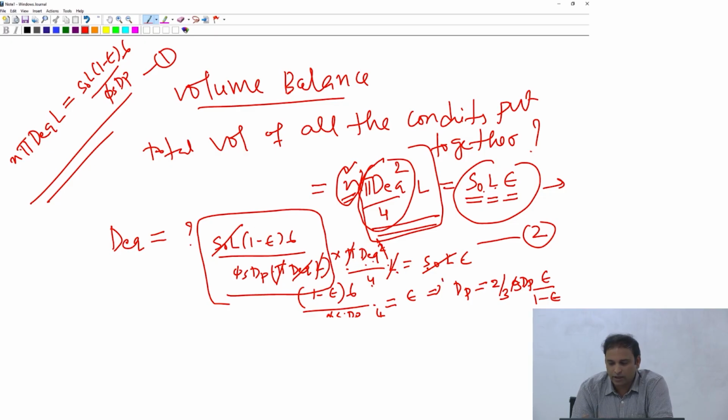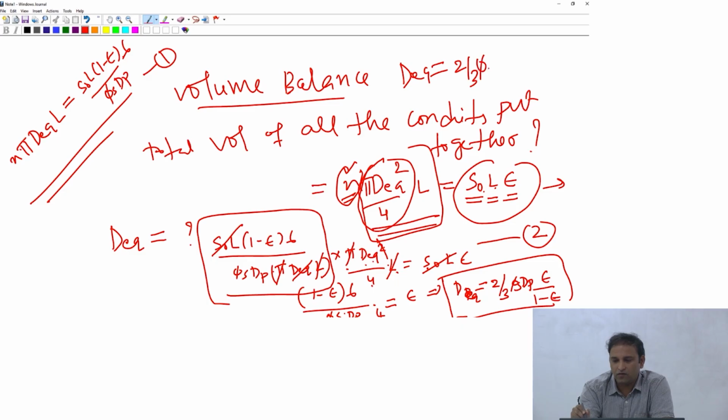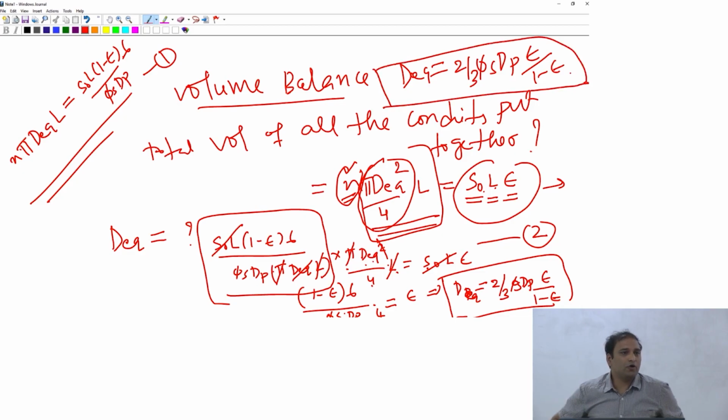If you work it out, it turns out that your D equivalent is going to be 2 by 3 into phi s into dp into epsilon divided by 1 minus epsilon. You can work it out. Therefore, your D equivalent is 2 by 3 into phi s into dp into epsilon divided by 1 minus epsilon. So you've been able to get an expression for D equivalent, which I can further substitute in the Hagen-Poiseuille equation and calculate the pressure drop.